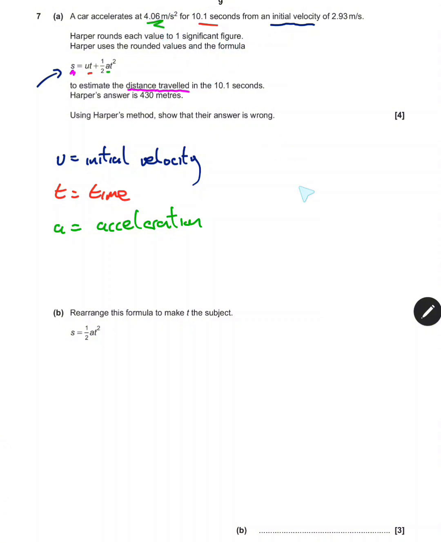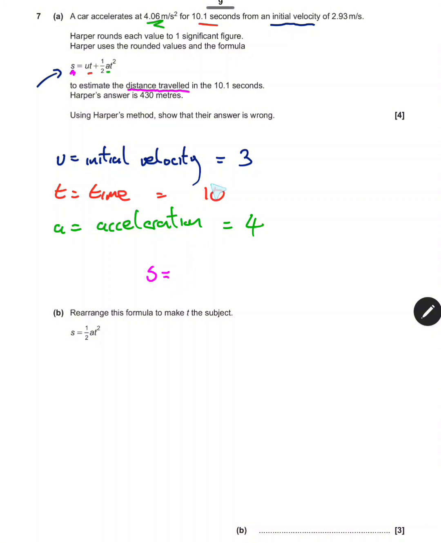My acceleration of 4.06 becomes 4. My time of 10.1 seconds becomes 10. And my initial velocity of 2.93 becomes 3. So I've rounded each figure to one significant figure. Now I'm going to do the substitution into this equation.